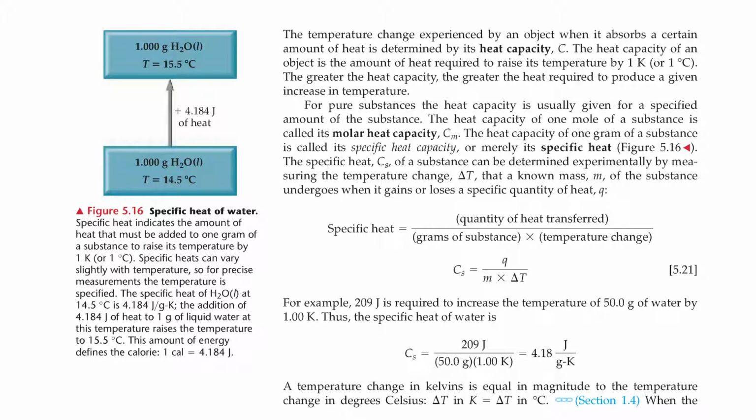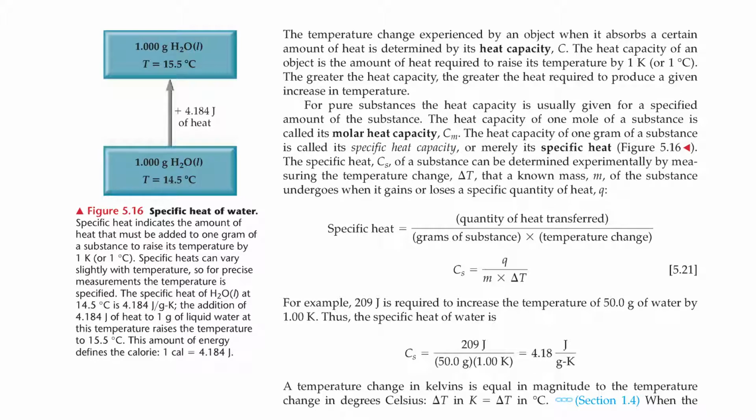The heat capacity of 1 mole of a substance is called its molar heat capacity, C sub m. The heat capacity of 1 gram of a substance is called its specific heat capacity, or merely its specific heat. The specific heat, C sub s, of a substance can be determined experimentally by measuring the temperature change that a known mass m of the substance undergoes when it gains or loses a specific quantity of heat, Q.